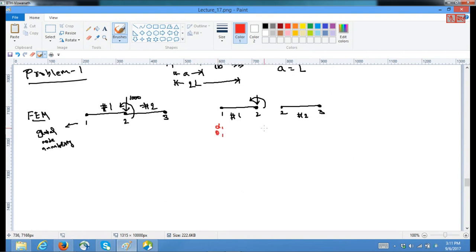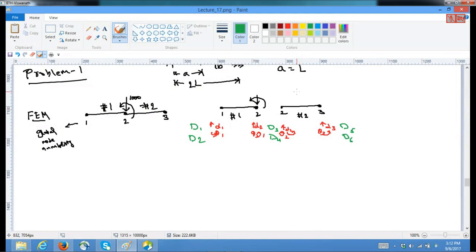So now if it is a two-noded element, the degrees of freedom for this one is d1, theta 1, d2, and theta 2. Similarly, here it is d2, theta 2, d3, theta 3. So there are 6 degrees of freedom, which I will call d1, d2, d3, d4, d5, d6.